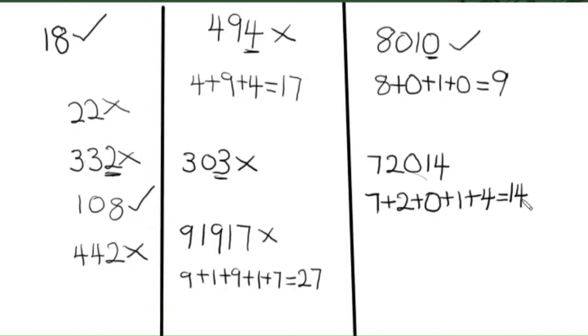Is 14 divisible by 9? No, 14 is not divisible by 9. But you see, we have the last digit here to be 4. 4 is an even number, but we can see that this number is not divisible by 18. Why? Because when we add all the digits, we get 14, and 14 is not divisible by 9. Therefore, this number, 72,014, is not divisible by 18.